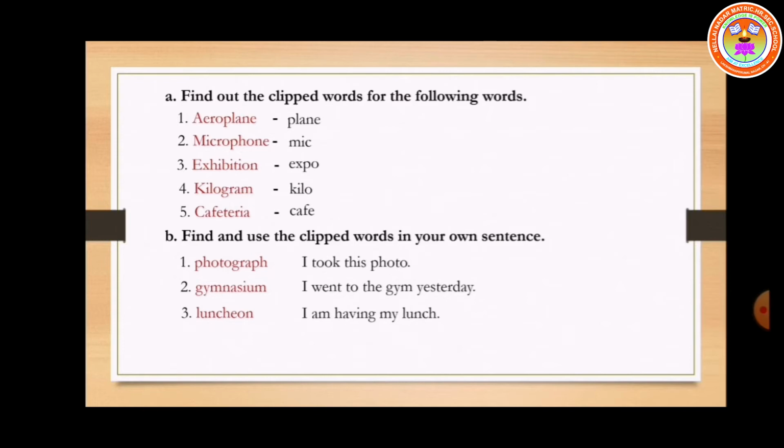Number 3 is lunch. I am having my lunch. So the clipped format for luncheon is lunch. Number 4 is advertisement. The clipped word for advertisement is ad. I saw an ad. Very good. Then last one, zoological park. The clipped format for zoological park is zoo. I went to the zoo. Very good. So we have done the clipped words in our own sentences. Like this you can also use in your own sentences at home.